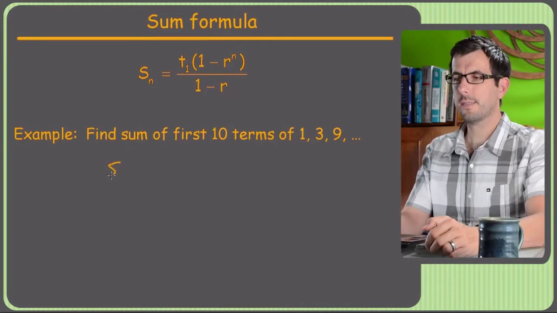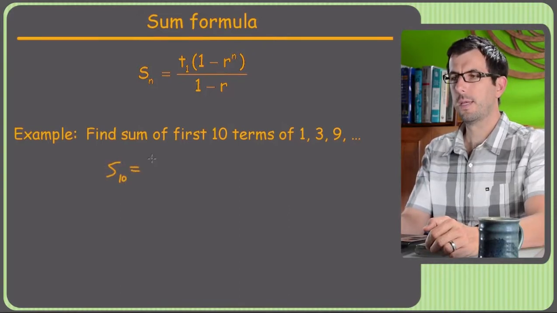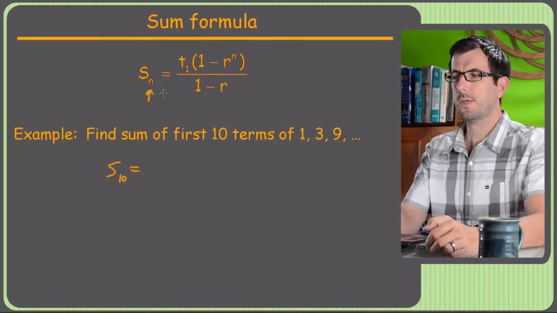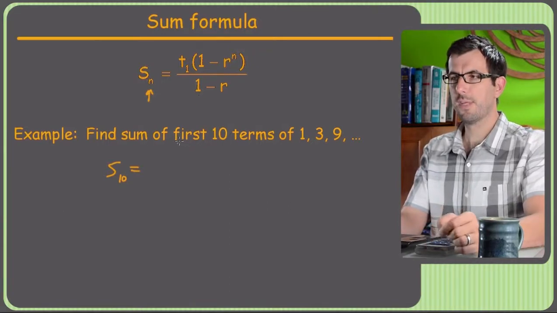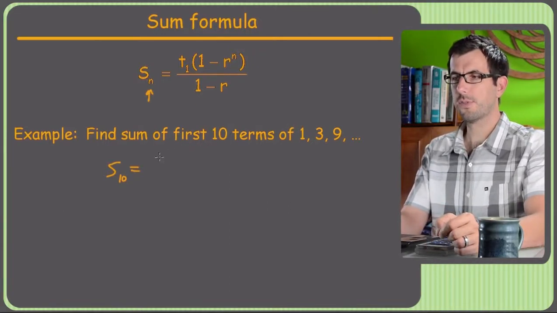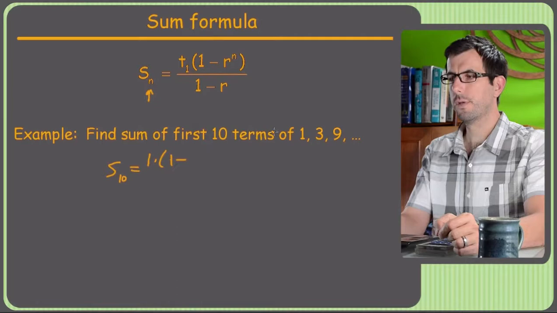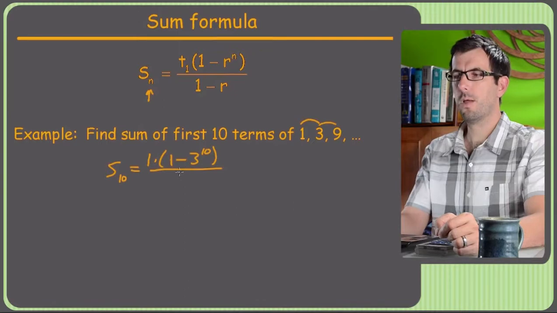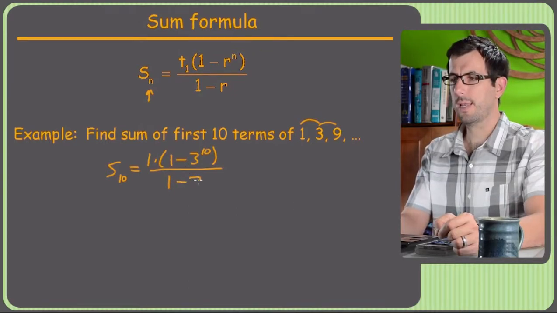So what we're looking for is s sub 10. That's what this n means. So we're just going to plug in stuff. First of all, I need t sub 1. Looks like 1 is the first term. So I need 1 minus r. What is r? r is 3, because we're going 3 times 3 times 3. So 1 minus 3 to the n, which is 10, all over 1 minus r, which is 1 minus 3 again.